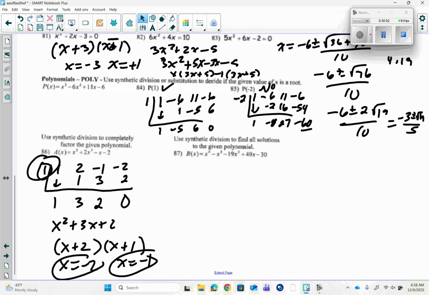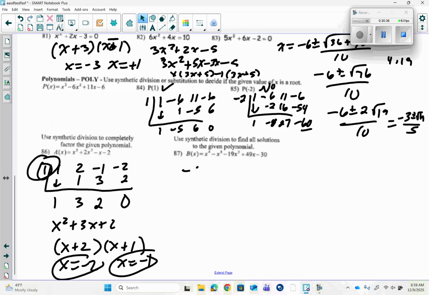Use synthetic division to find all 4 solutions. Again, I would graph it first on the calculator, so I'm going to get x to the 4th minus x to the 3rd minus 19x squared plus 49x minus 30. And if you graph this on the calculator, it looks like 1, 2, 3, 4, 5.